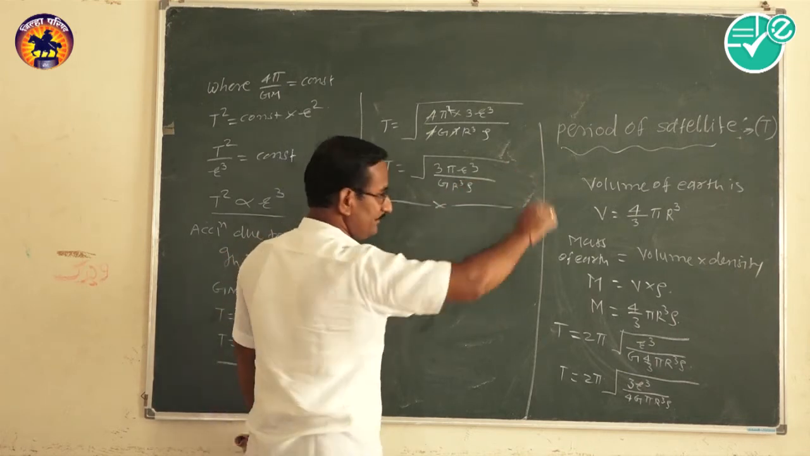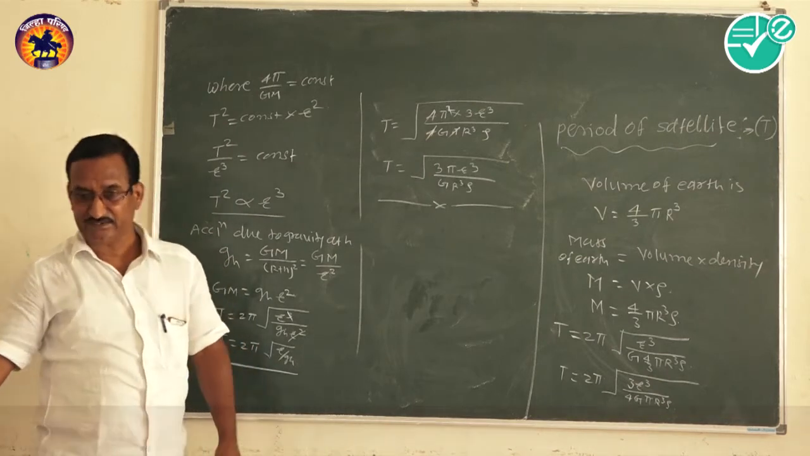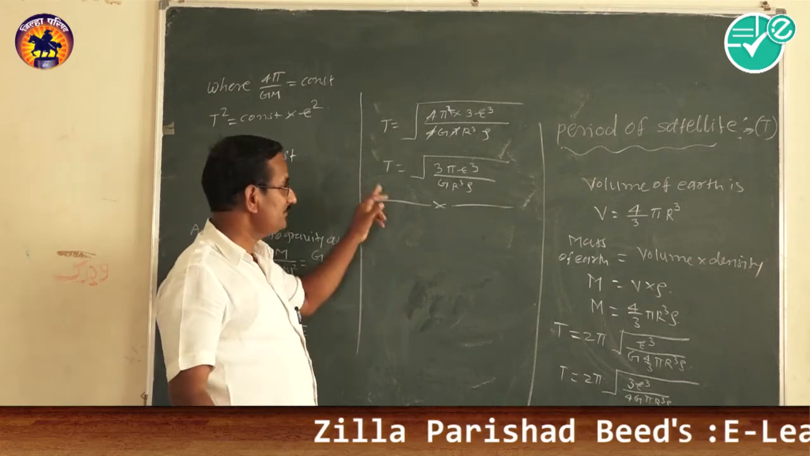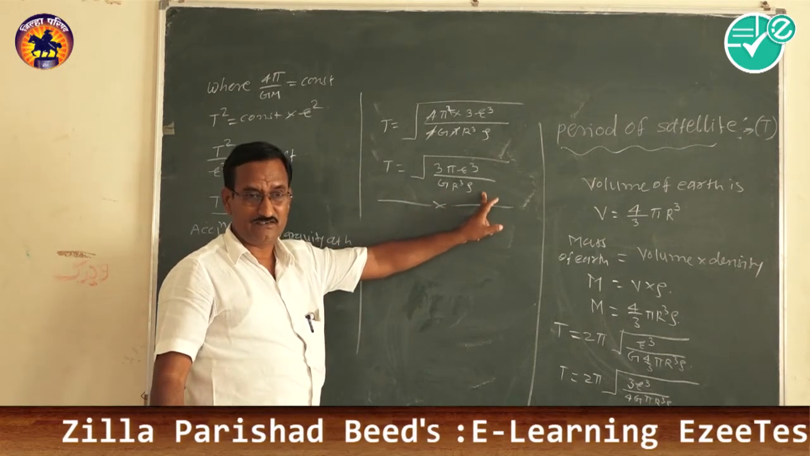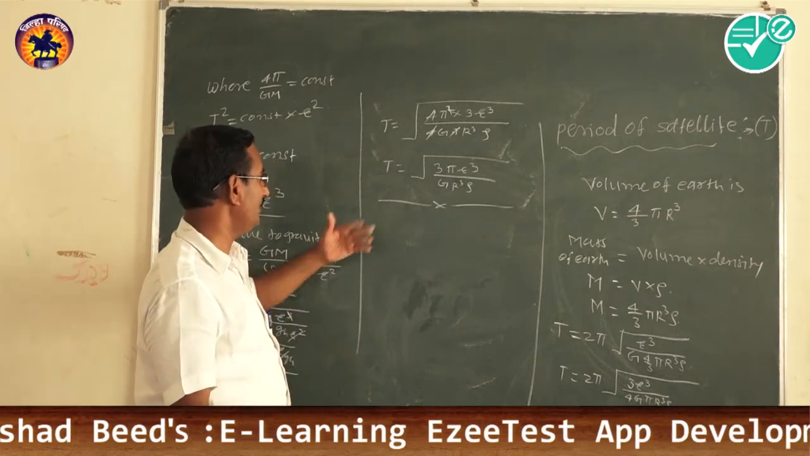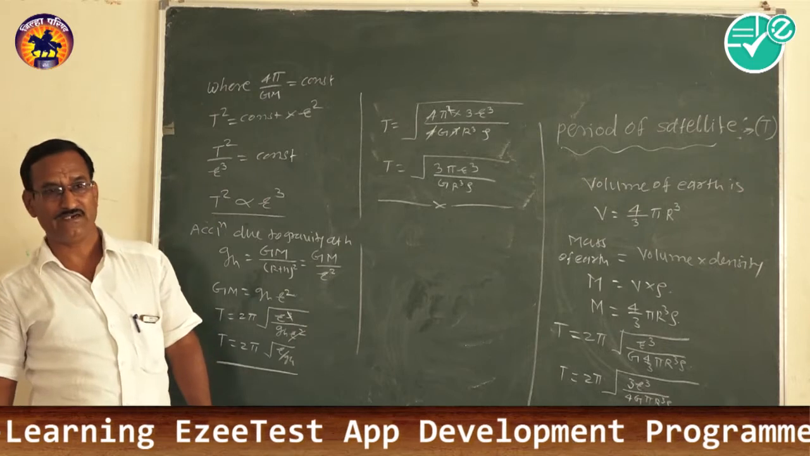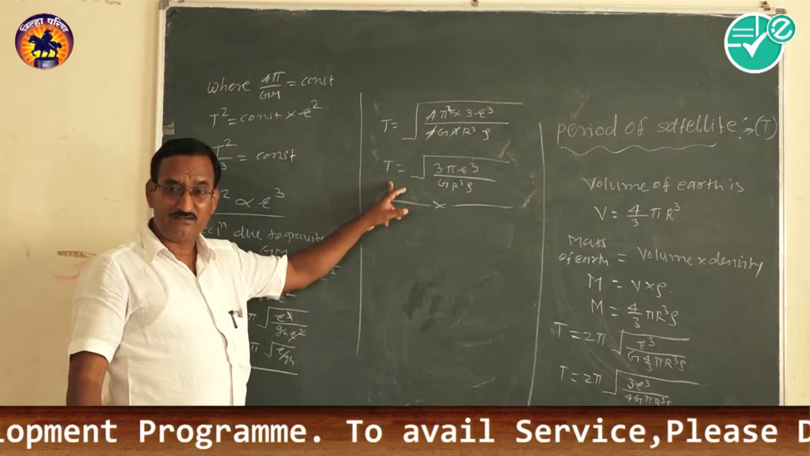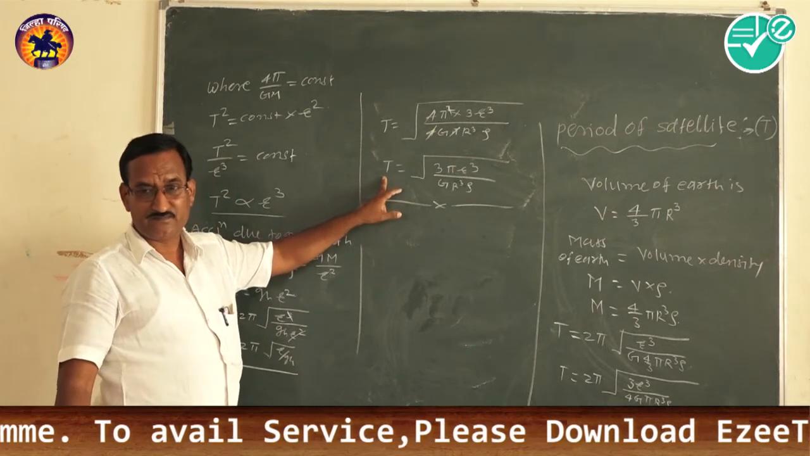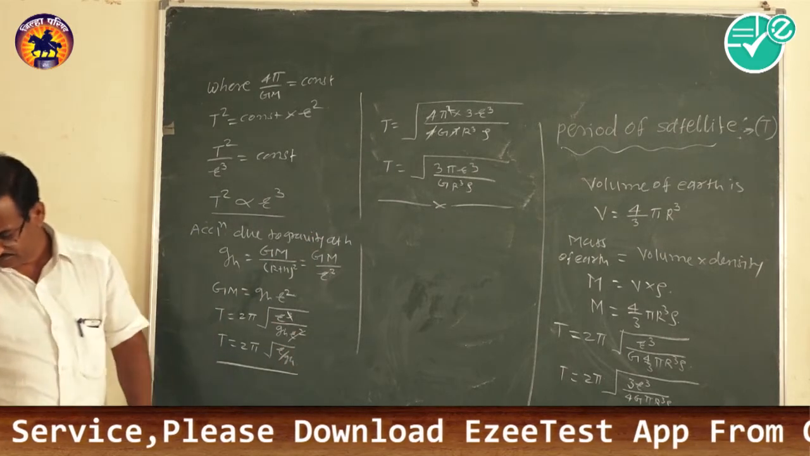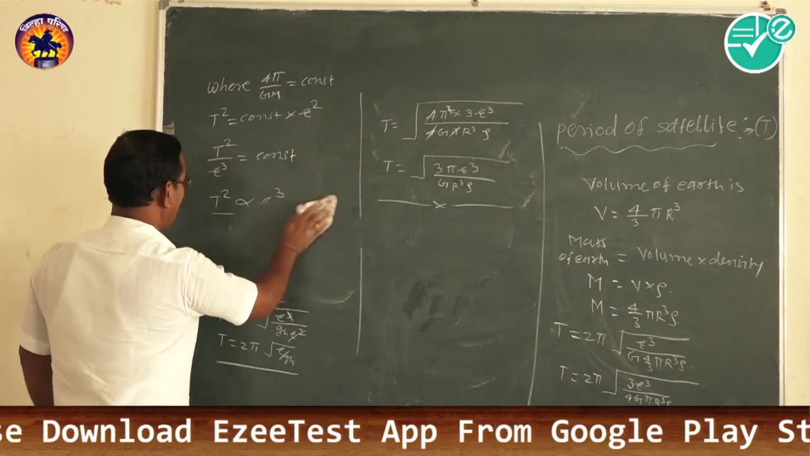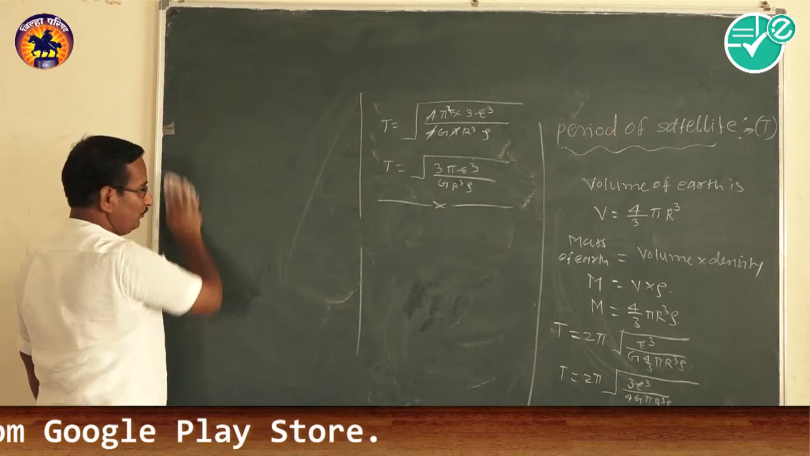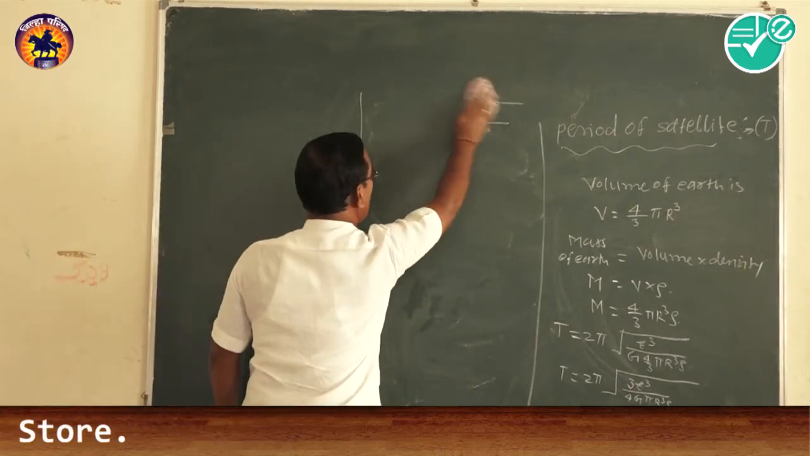That is the period of a satellite revolving around Earth at height h in terms of the density rho. From these equations, we have to conclude the effect of the density of the Earth on the period of the satellite. Then from these equations, we also have to determine the period of a satellite very close to the surface of the Earth.